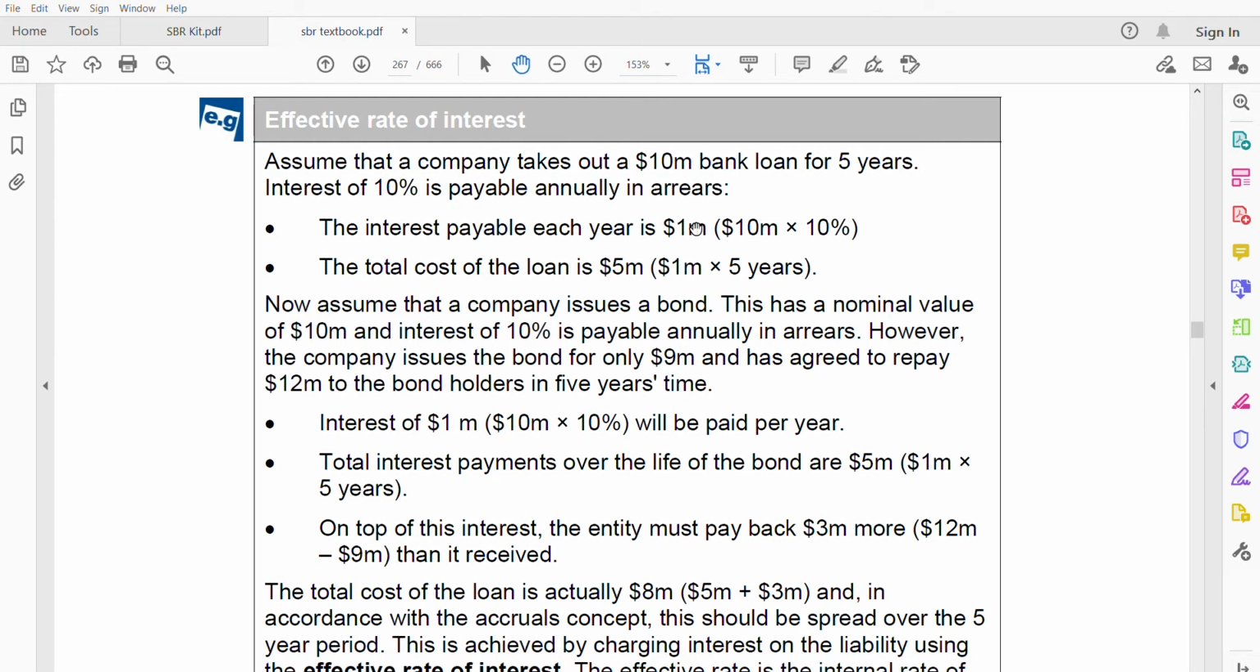So the total cost of the loan means the interest is your cost. You are taking 1 million for 5 years. So 1 million, 1 million, 1 million, 1 million, 1 million, into 5. That's why 5 million is the total cost. Now assume that a company issues a bond. This has a nominal value of 10 million and interest of 10% is payable annually in arrears. However, the company issues the bond for only 9 million and has agreed to repay 12 million to the bondholders in 5 years' time.